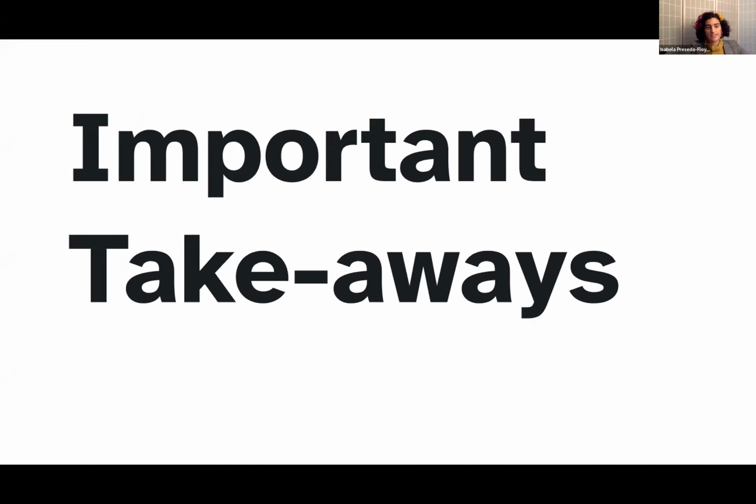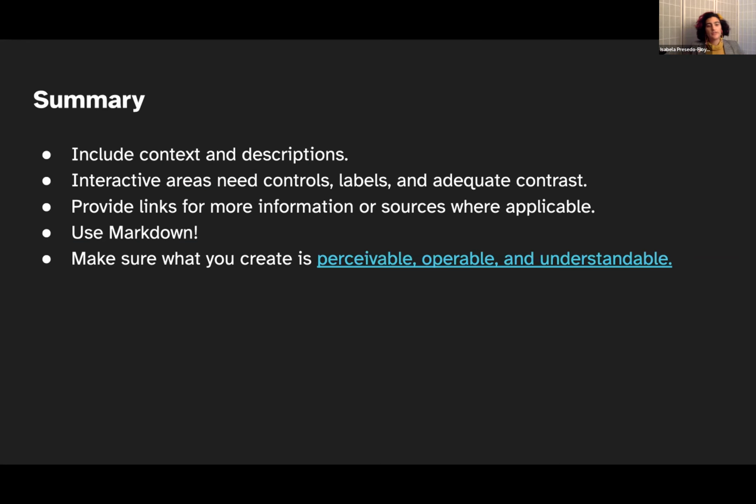So cool. My quick summaries, and then you will be free from my monologue, would be: context and descriptions are relevant no matter what you're working with. The interactive areas need some kind of control. They should not be operating on their own. You want to label them. You want to have good contrast. You want to provide links wherever possible because people may want to dig in ways that you can't expect. Actually use your markdown. It's pretty cool that you can do that in a notebook next to all your code. And finally, make sure what you create is perceivable, operable, and understandable.